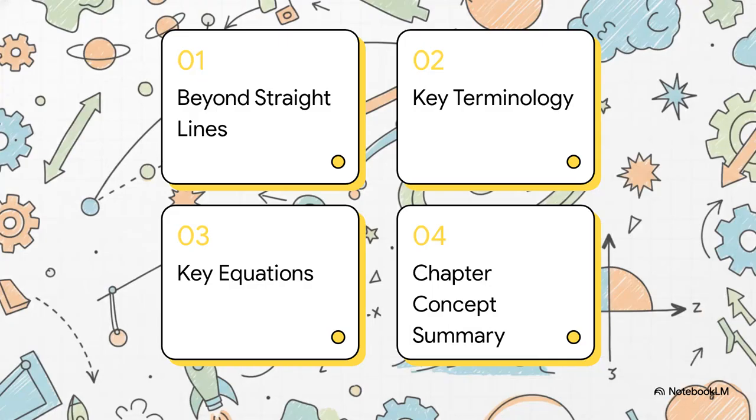So here's the game plan. First, we'll talk about why we even need to move beyond straight lines. Then, we're going to build our physics toolkit, starting with the must-know vocabulary and then the key equations that make it all work. Finally, we'll tie everything together and see how these concepts play out in the real world. Think of this as your go-to summary for the entire chapter.